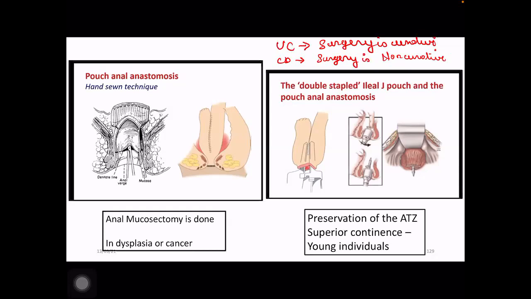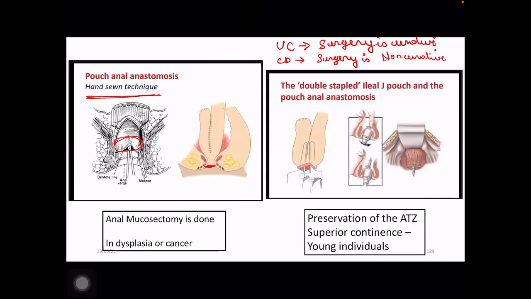There are two things in this. One is, how do you do the pouch anal anastomosis? Whether you do it by the Hanson technique or by the stapled technique. Why is it important? Because if you do it by the Hanson technique, you can do an anorectal mucosectomy, like I said in FAP. You can remove the anorectal mucosa by sharp dissection, and you can do an anastomosis of the ileal pouch at the dentate line. So this is the anastomosis, almost close to the anal verge.